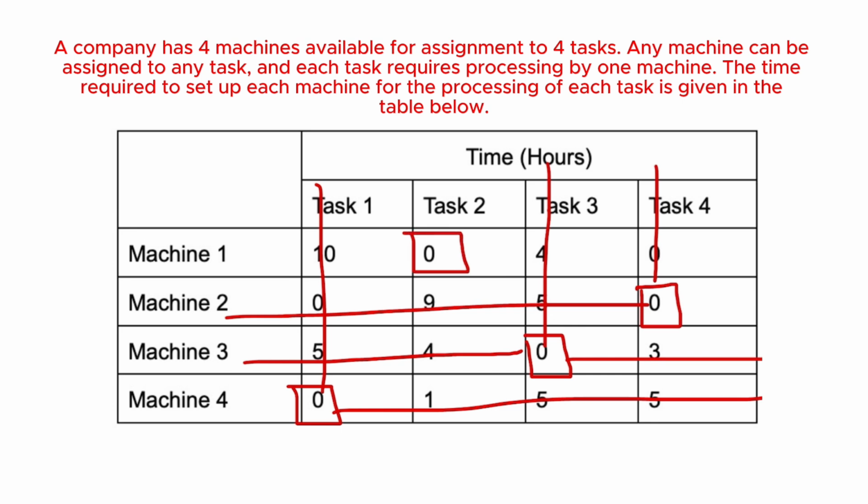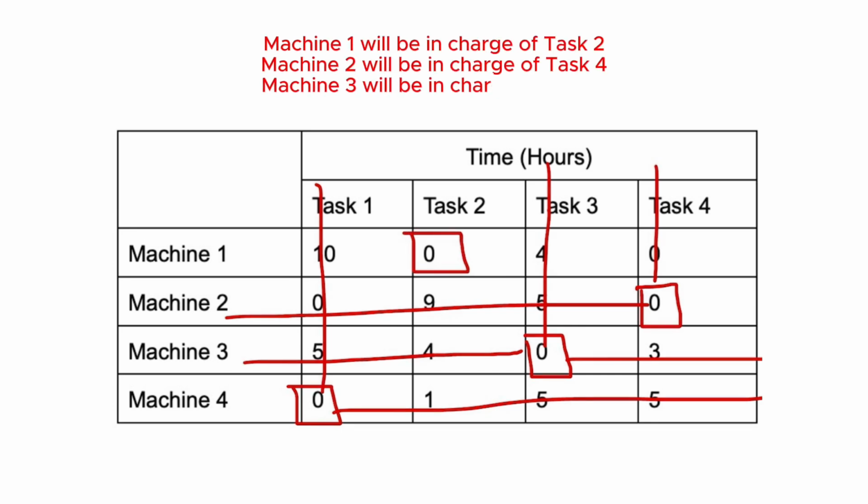So the final answer in our assignment problem is that machine 1 will be in charge of task 2, machine 2 will be in charge of task 4, machine 3 for task 3, and then machine 4 will be in charge of task 1.